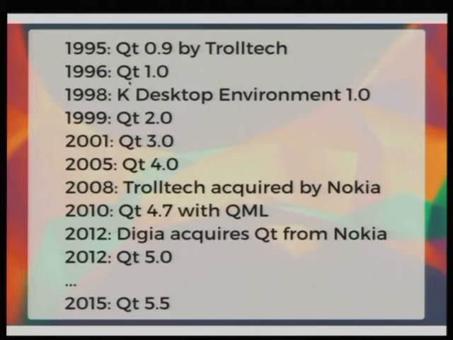In 2012, Nokia realized that's not the way they want to go. They sold Qt to a company called DJI. Nowadays, Qt is owned by a DJI subsidiary called the Qt Company, surprisingly. And yeah, in 2012, the same year, Qt 5.0 was released, and nowadays we have Qt 5.5, with 5.6 being released, I think, in March this year.